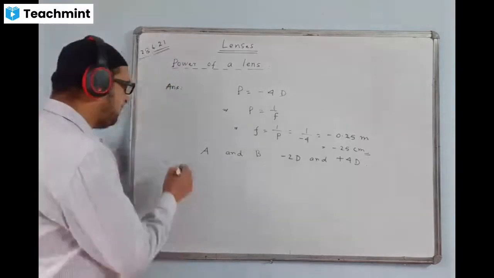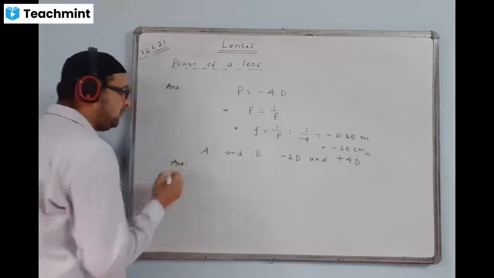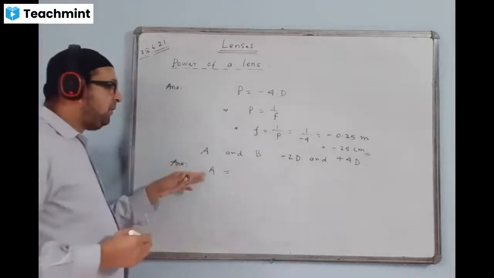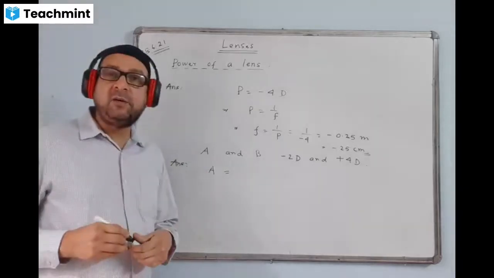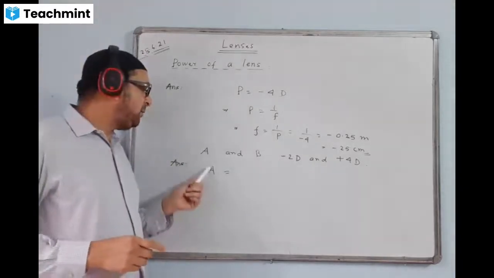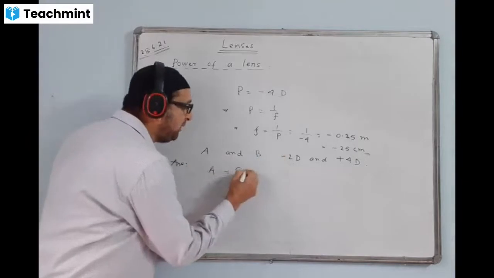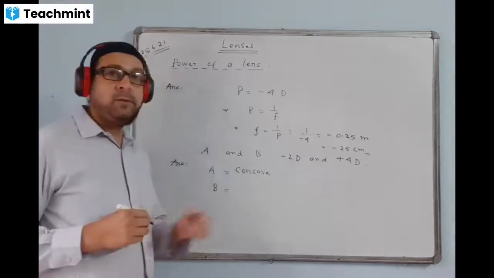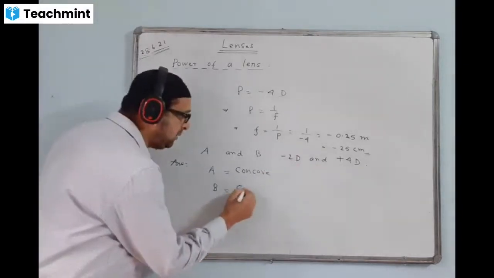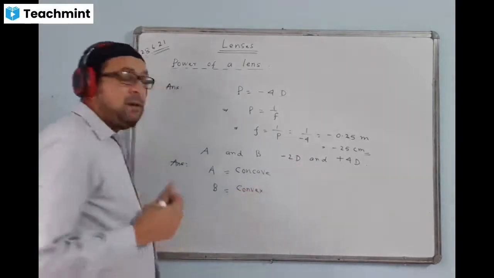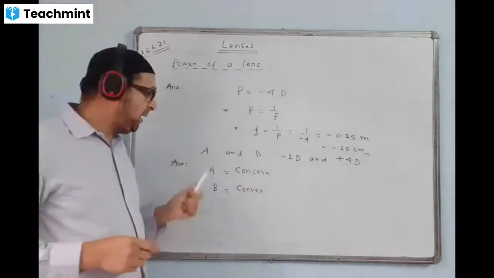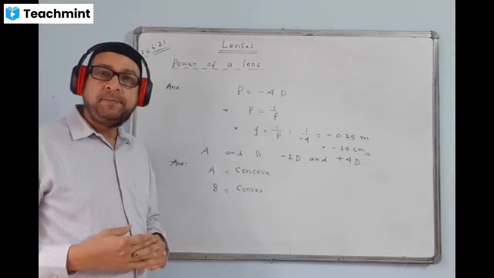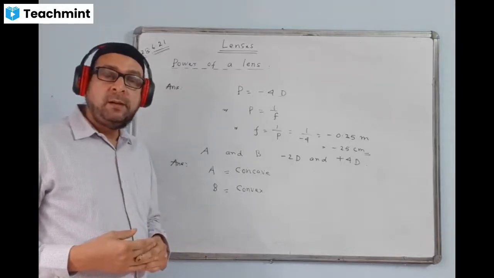Let us say the answer now. First you identify the lens. A is concave, because it has minus power. Very good. B is positive sign. That means B is what lens? Convex. Very good. Then which of the lenses, A or B, will have a larger focal length? A will have.